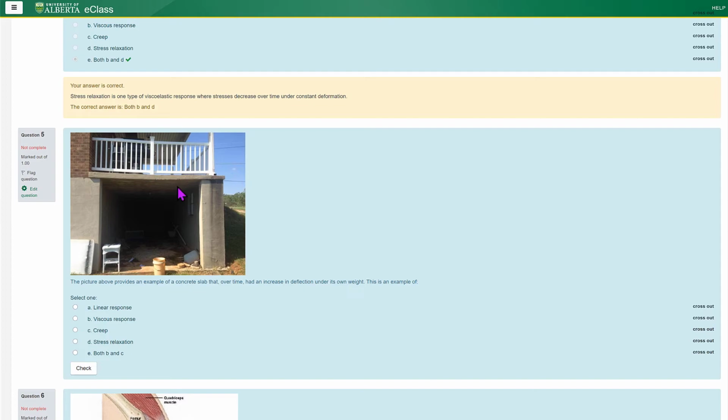So if we look at a picture here of what looks like a deck, we can see that the load's not changing, but over time, this deck is going to start to sag. So we know that this is going to be an example of creep, which is C. But again, we also have to realize that creep is something that happens over time. So therefore, it is exactly a time-dependent response. So we know it's also a viscous response because it's time-dependent. So we know that the answer is going to be both a viscous response B as well as creep C.